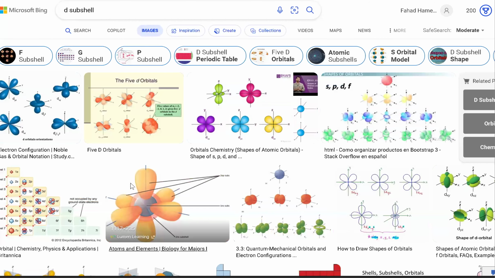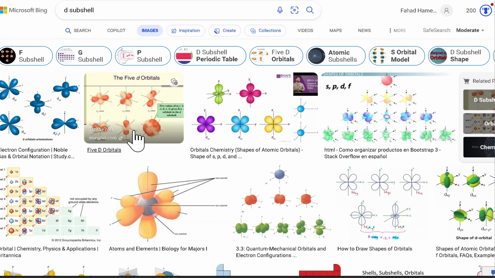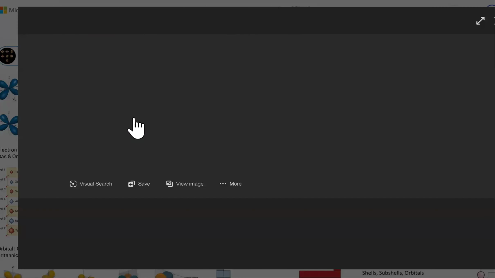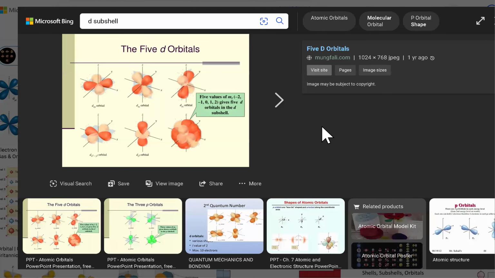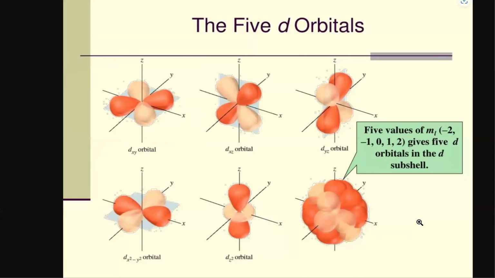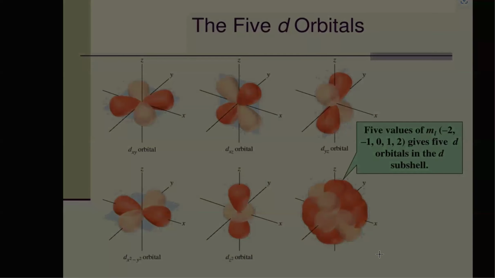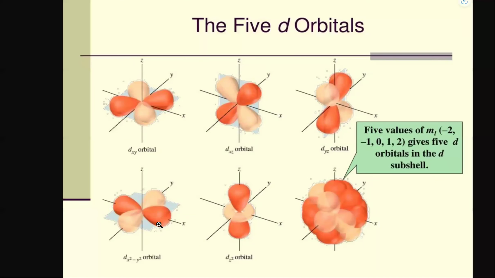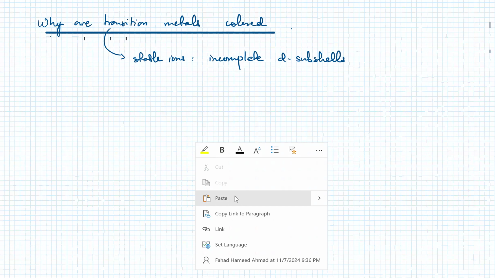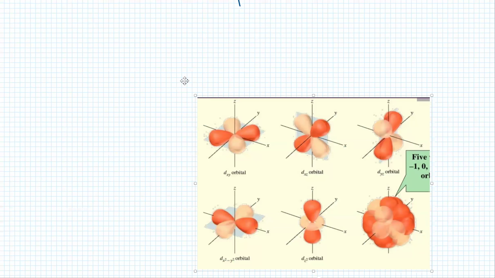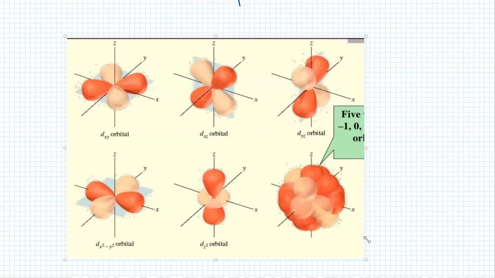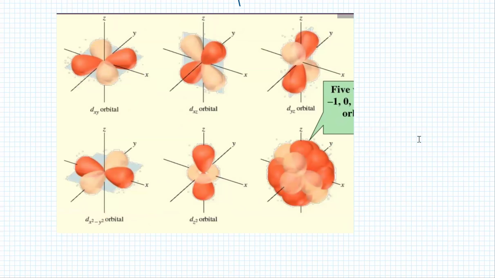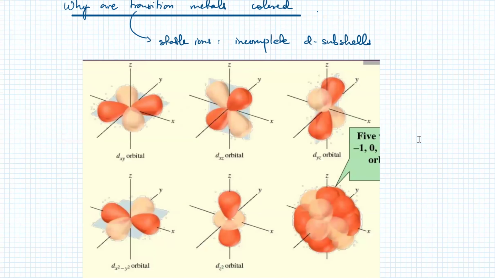It's like a p orbital. It's like two p orbitals combined together. So this is our typical d subshell. It's got four lobes. Okay, so I'm just going to copy this. Just like you know how to draw your p orbitals and s orbitals, you need to know how to draw your d subshells as well.